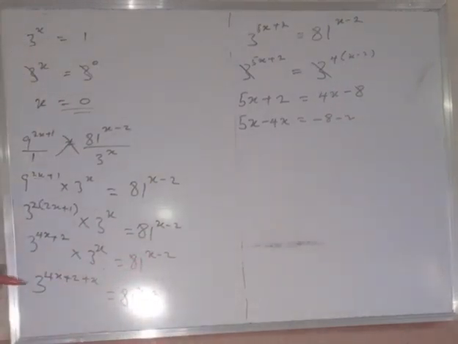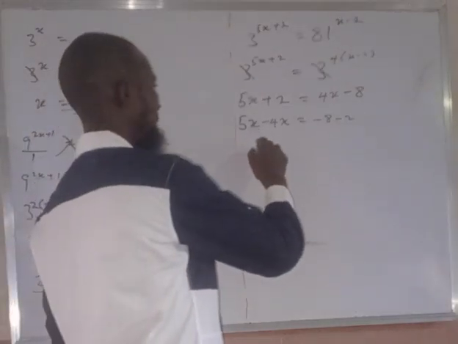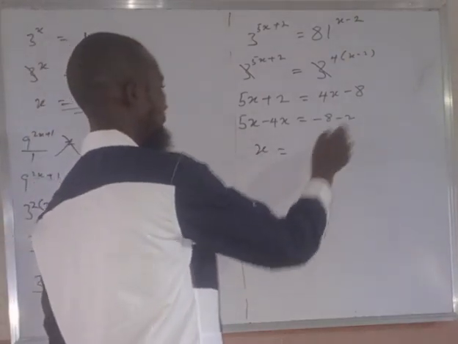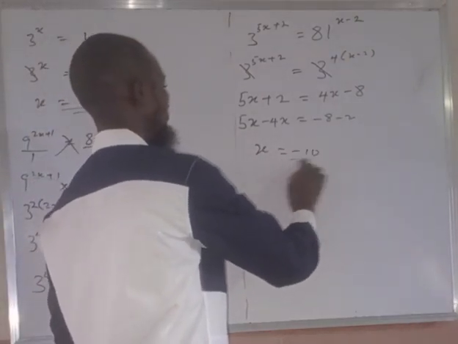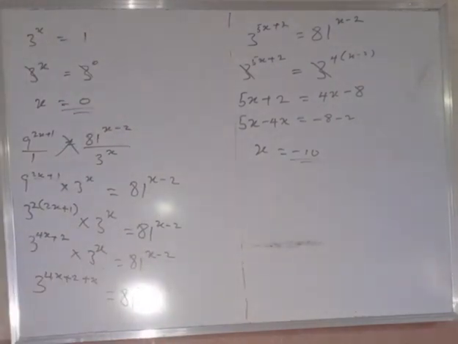I hope it is clear. 5x minus 4x, that is x, Abi, is equal to minus 8 minus 2, minus 10. Then the value of x we have to find there is what? Minus 10. I hope that is clear. Are you sure already? Okay. That's our second question.